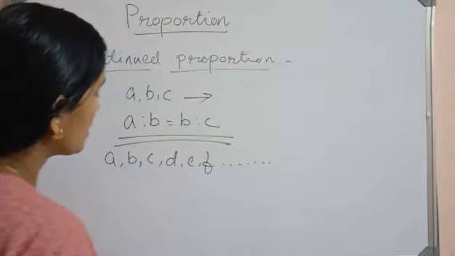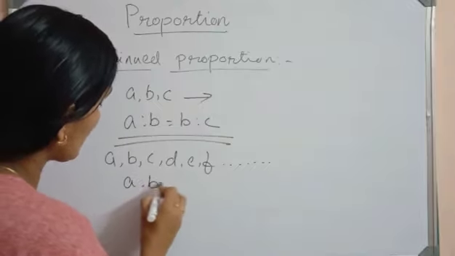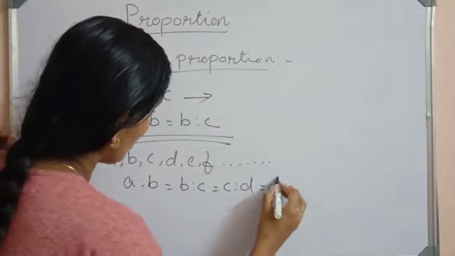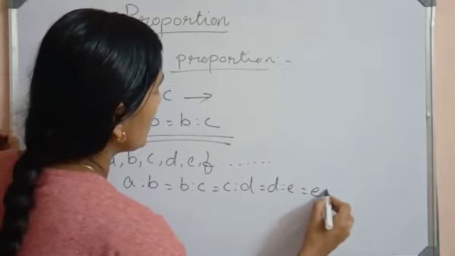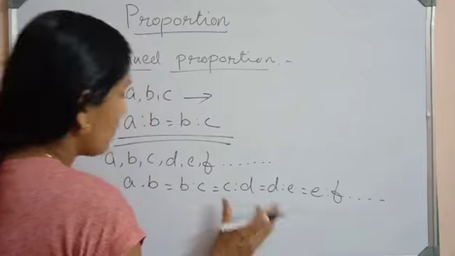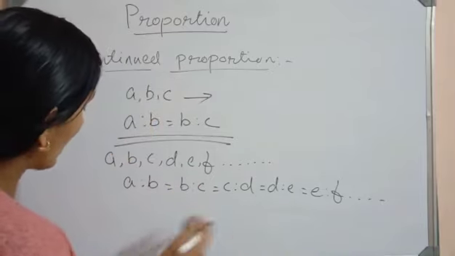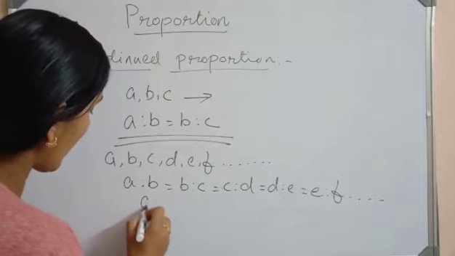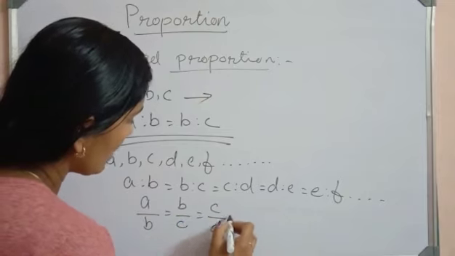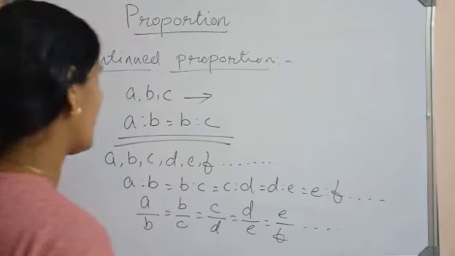are non-zero numbers, they are in continued proportion if A is to B is equal to B is to C is equal to C is to D is equal to D is to E is equal to E is to F, etc. It goes in that way. If this condition is satisfied, we can say that all these terms are in continued proportion. Or in the fraction form, this can be written as A by B is equal to B by C is equal to C by D is equal to D by E is equal to E by F, etc. It keeps going in this way.